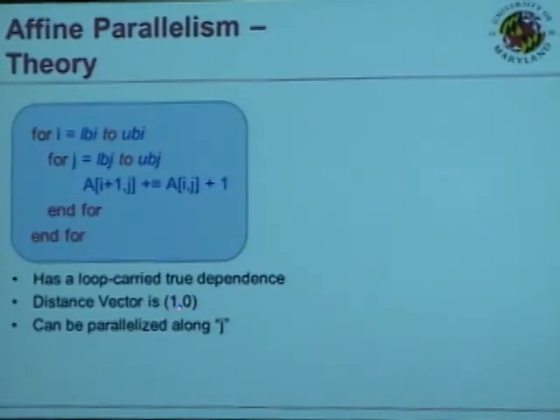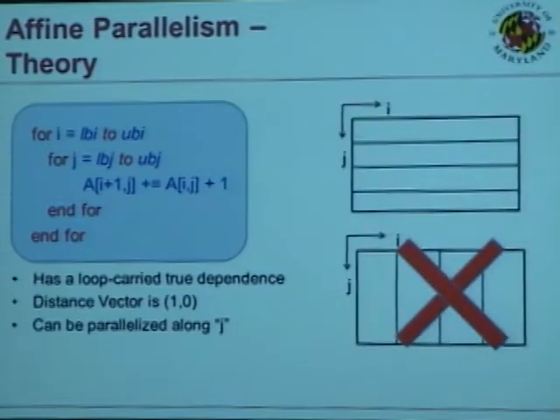This simply means that along the i dimension, every iteration depends on one iteration before. On the j dimension, there's 0, which means there's no difference. So once you know this, you're in good shape. You can say, aha, I've got at least one dimension here that has no dependence, so I can parallelize along j. What does this mean? How do I do that?